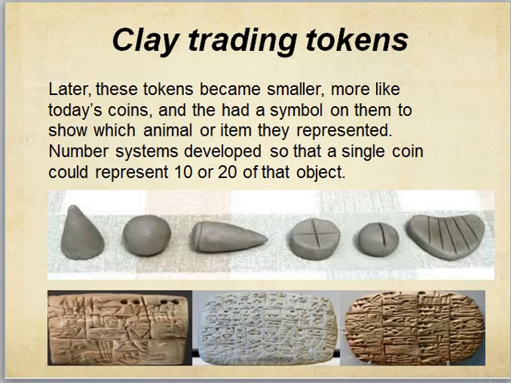Well, clay trading tokens. Later, these tokens became smaller, more like today's coins, and the head had a symbol on them to show which animal or item they represented. Number systems developed so that a single coin could represent 10 or 20 of that object. You can see over here a lot of the coins that at that time were used for different purposes.